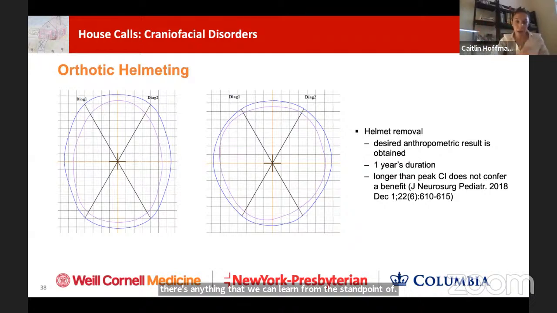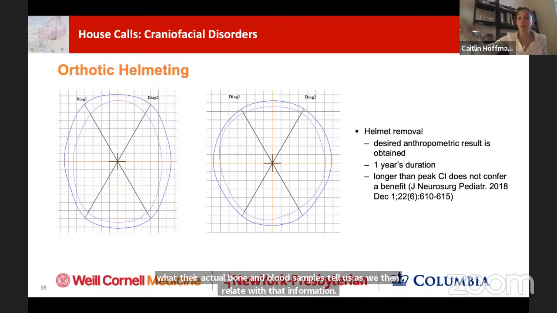Again, going back to the discussion of is endoscopy or open approach better, there might be a lot that we can learn from individual patients' genomics and cellular mechanisms that indicate patients that are better suited to an endoscopic approach versus an open approach. Starting to learn a little bit better in looking back at the patients that we have treated and what their actual bone and blood samples tell us, as we then relate how that information relates to their ultimate outcomes.